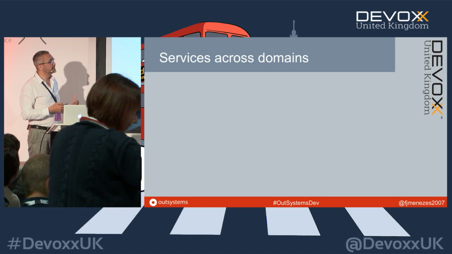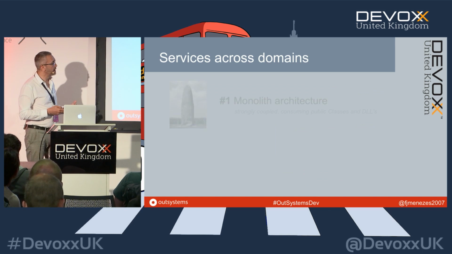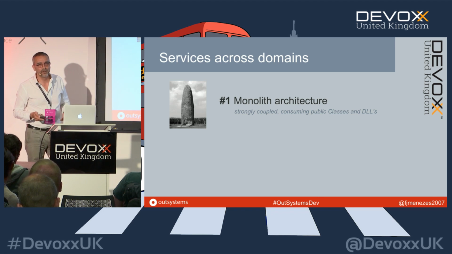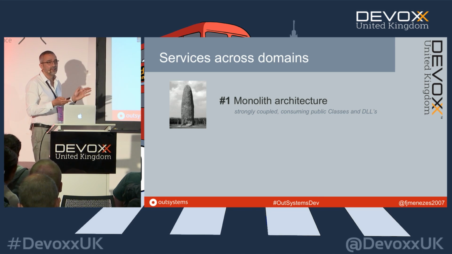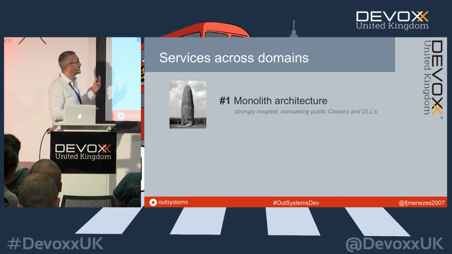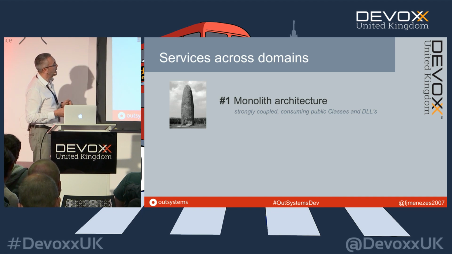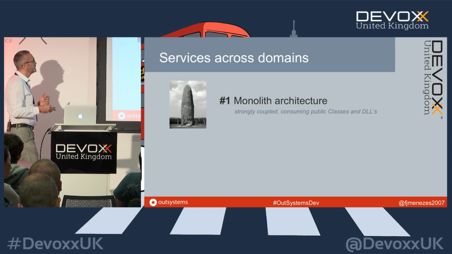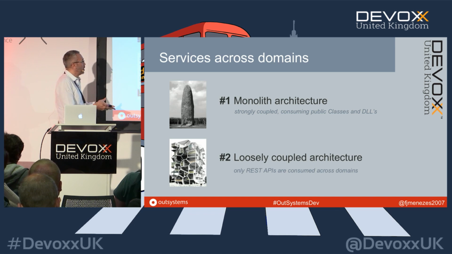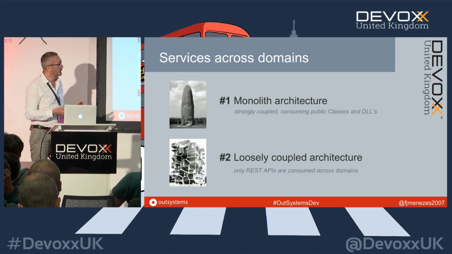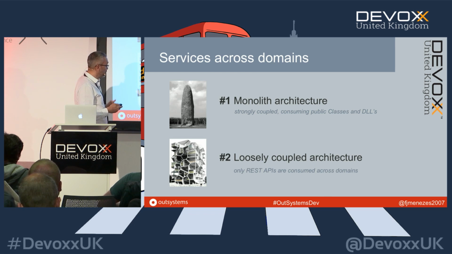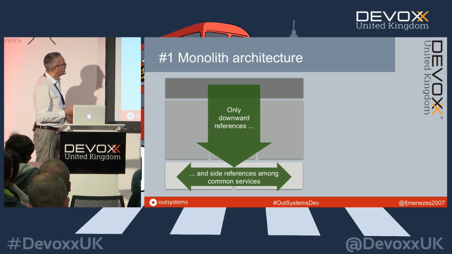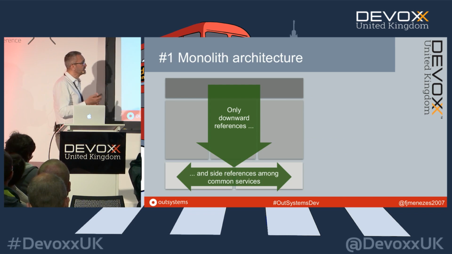Now, how to implement services across domains? Of course, you have the old monolith architecture, which obviously you are already thinking, why is he talking about monolith architecture across domains? But I will try to explain why I want to bring this one. And of course, this is the obvious solution: you should loosely couple across domains. Only REST APIs are consumed across domains, right? But let's see the advantages and disadvantages.